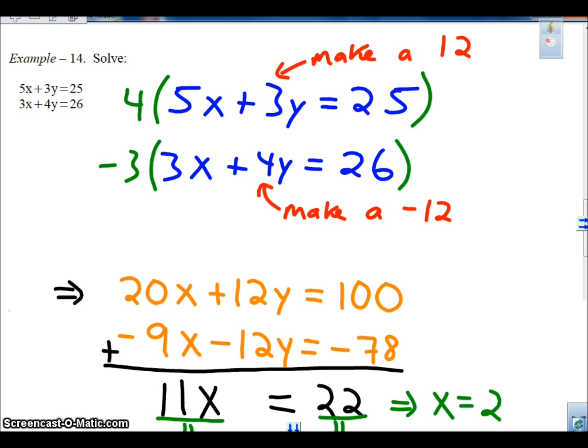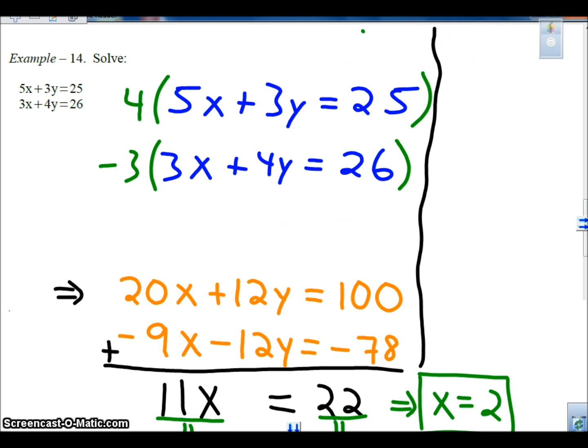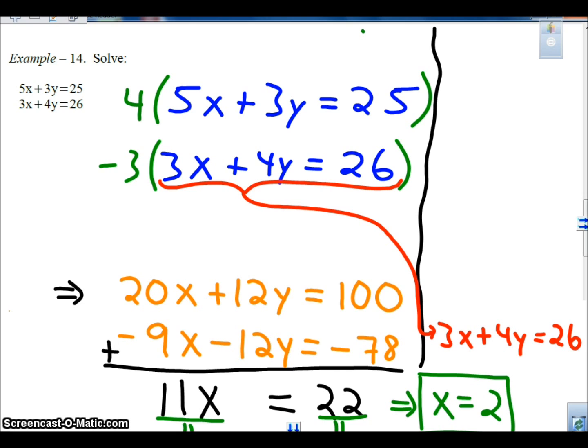Now that I know what x is equal to, I can find the corresponding value for y. I just plug this value of x into one of my original equations. Again, I'm going to go back to the equations before I multiplied by 4 or negative 3 because the numbers are smaller there. And I'll just plug it into whichever one looks more friendly. And in this case, I believe the bottom equation looks a little bit easier to work with.